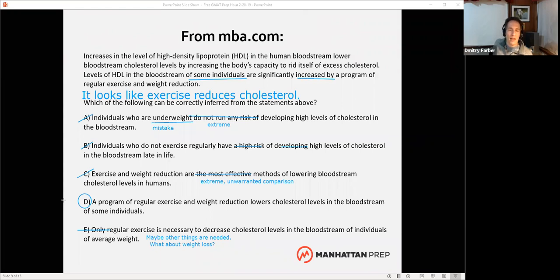How do I know that, right? How do I know that if you're underweight, you don't run any risk of developing high levels? I mean, imagine your doctor telling you that. You'd say, really, there's no possible way I could get it, right? That seems very unlikely.